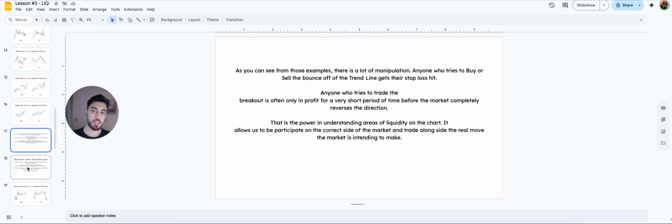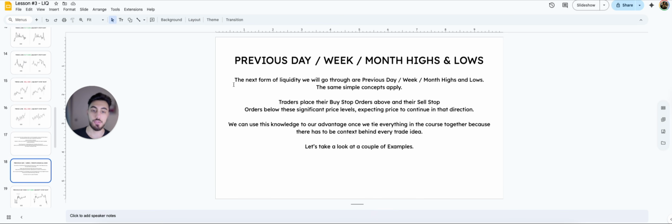Now, let's go with the next form of liquidity, which is going to be previous day, week, month high and low. It's the same simple concept, I can say. Traders place their buy stop orders above and their sell stop orders below significant price levels, like above the previous daily high, below the previous daily low, above the previous week high and below the previous week low, and the same for the monthly, expecting the price to continue in their direction, right?